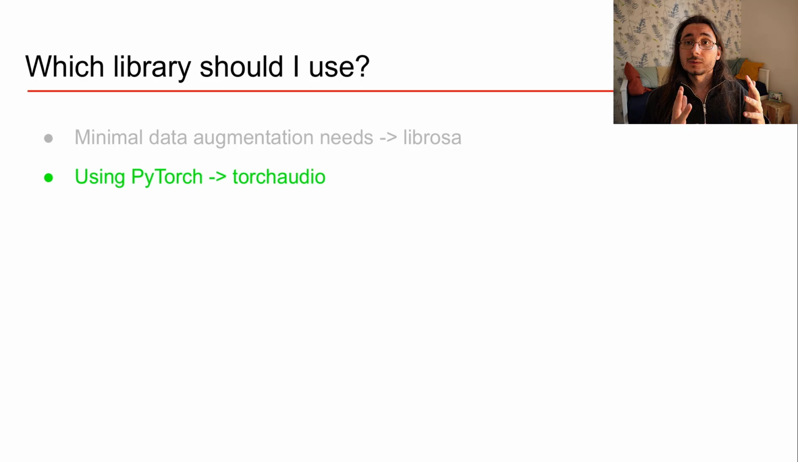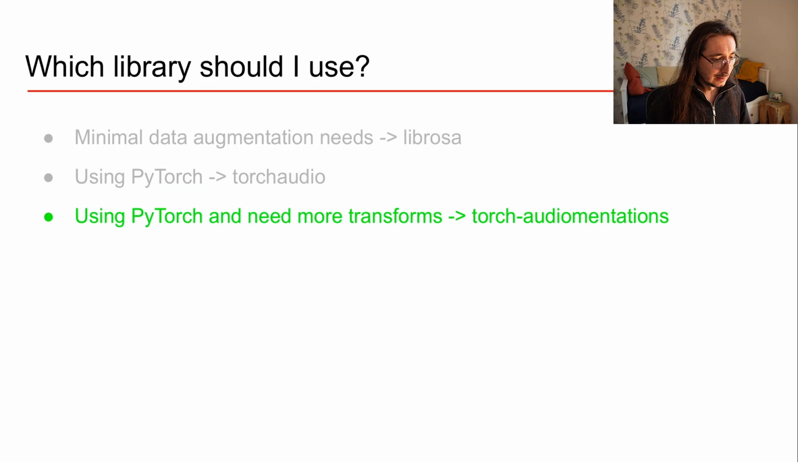But if you are using PyTorch and you want to do some sort of online augmentation, then I would definitely suggest you to use Torch Audio. But of course, Torch Audio only has a few transforms. So if you need something more when working with PyTorch, then you should use Torch Audiomentations.